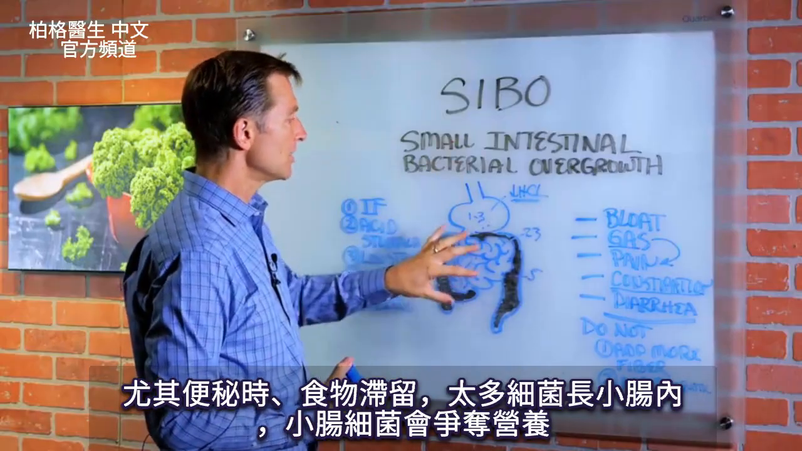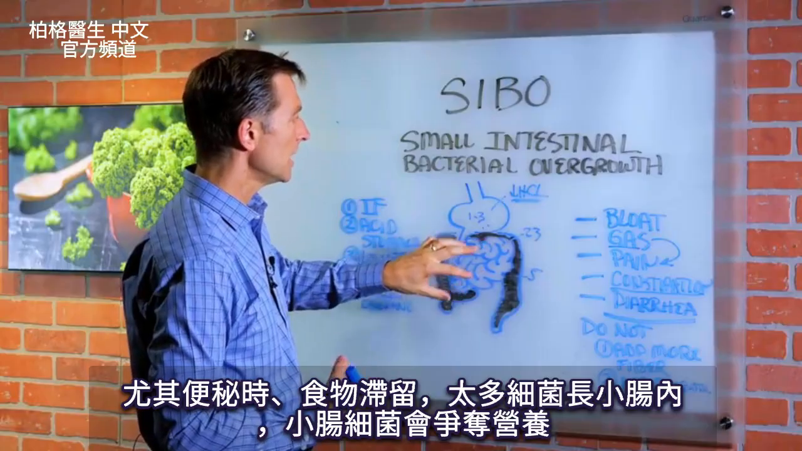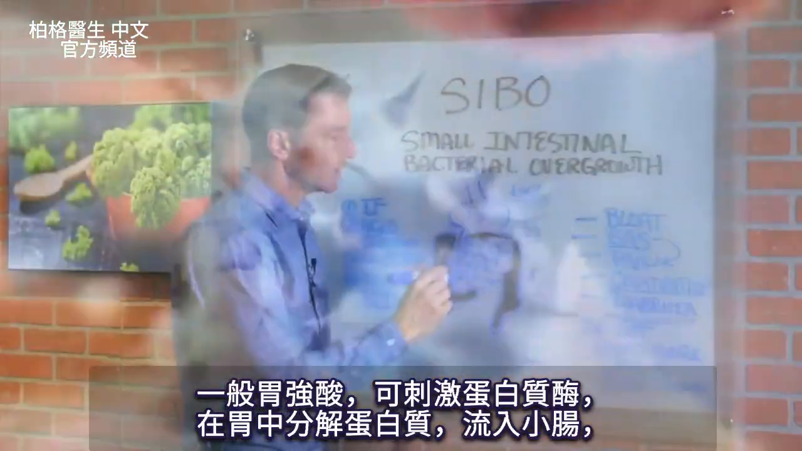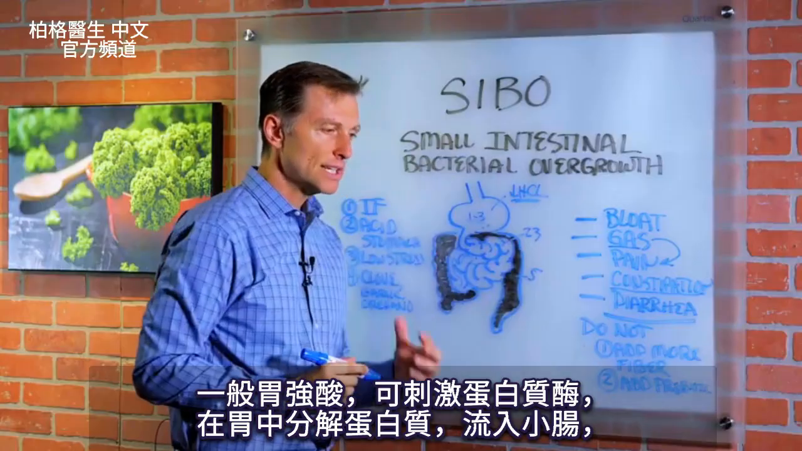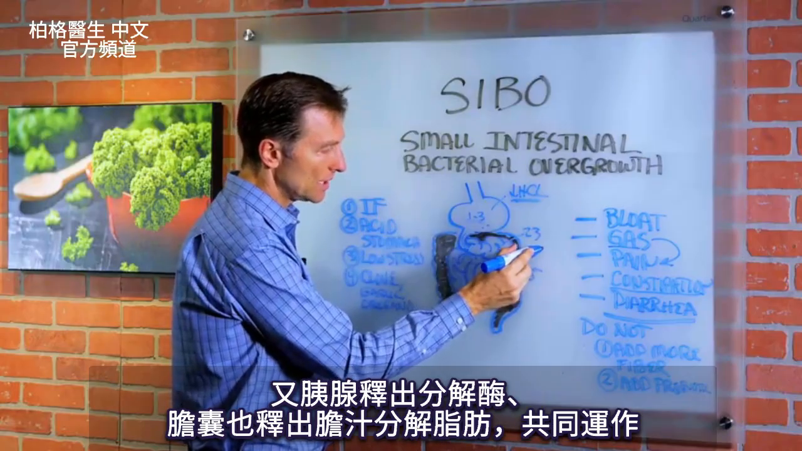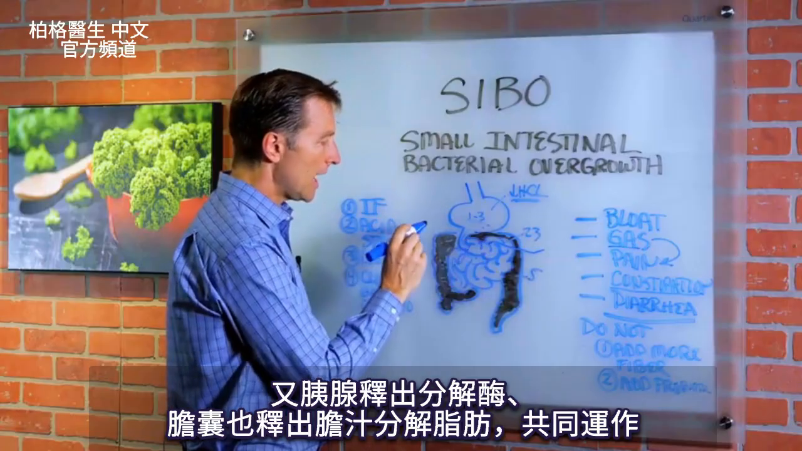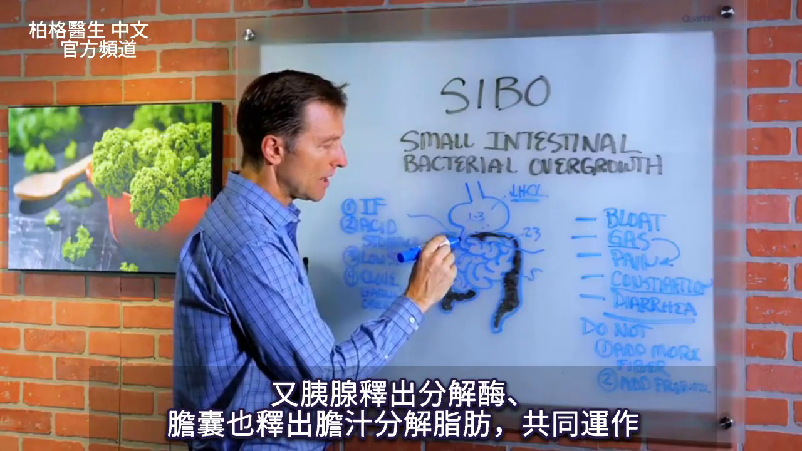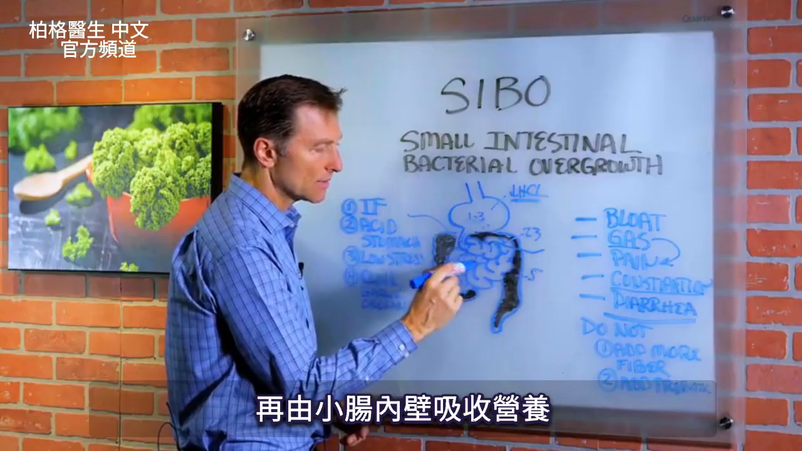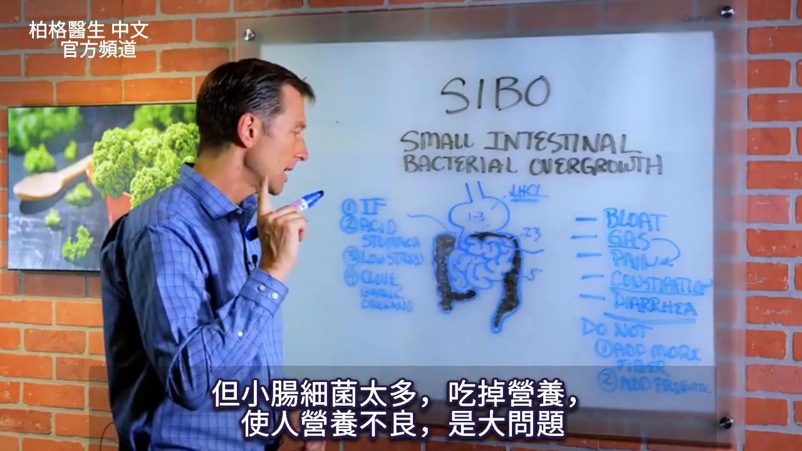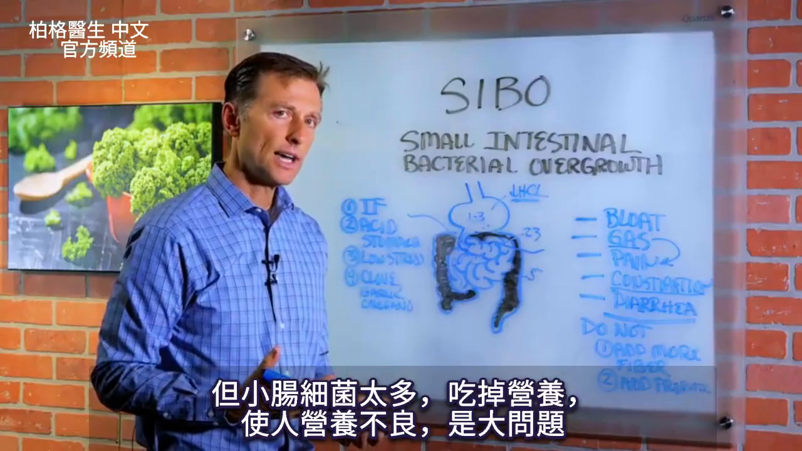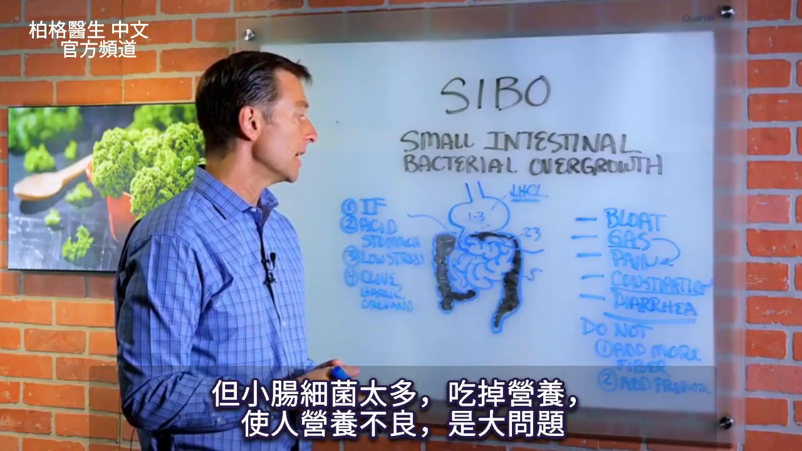The problem with having too many bacteria in the wrong place is that the bacteria are going to compete with the food that you eat. Normally the strong acid should stimulate protein enzymes to break down the protein at the stomach level. It dumps into the small intestine, and the pancreas releases its enzymes to start breaking things down, and the gallbladder starts releasing bile to break down fats, and it all works together, and then you absorb the nutrients through the lining. But the microbes are basically going to start eating those nutrients and keep you high and dry, and you're going to have malnutrition. So that is a big problem.